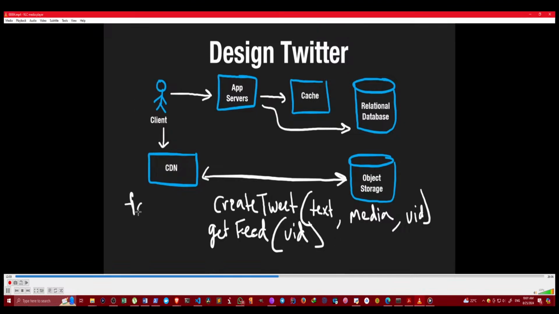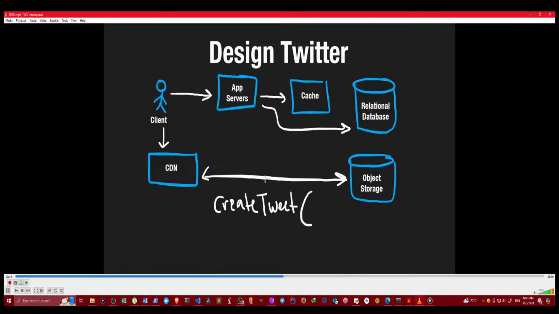And we also have the follow interaction. So a user can follow another person. They'll pass in their user ID and maybe the username of the person that they're trying to follow. So these are the three main interactions. Now, how are we actually going to be storing this data? In particular, we're going to be storing two things: the actual tweets.